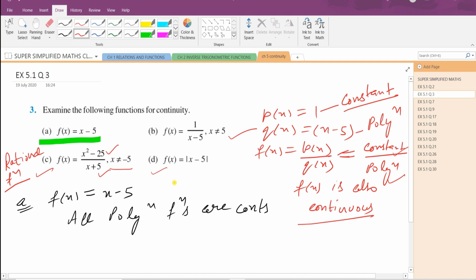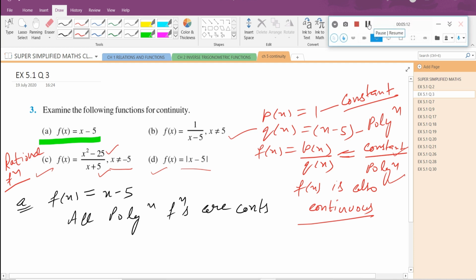Now look at part D. This is the modulus function. We have already discussed in my previous video that every modulus function is continuous, and hence this particular one is also. So students, these are very short questions, and you can use the continuity of standard functions to discuss the continuity of these functions.